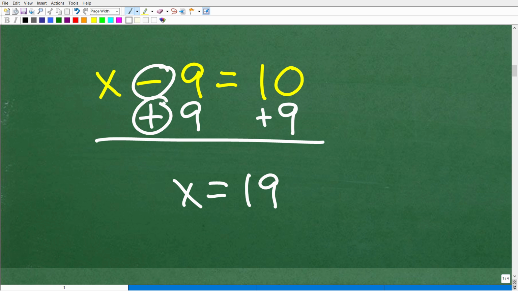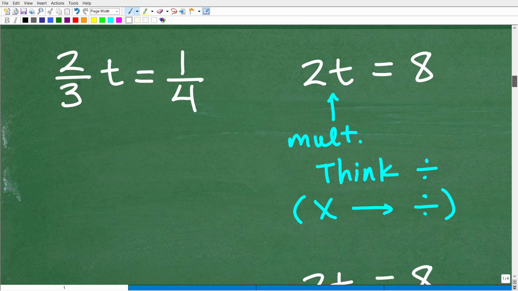So it appears that to solve an equation, at least a basic one-step equation, whatever the operation we have, we like to do the opposite on both sides of the equation. And that's pretty much the case, all right? This is called an inverse operation. And let's go ahead and apply that to our situation.